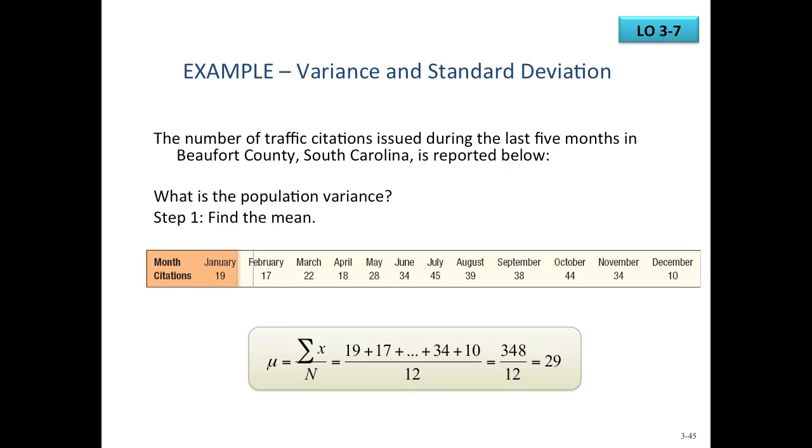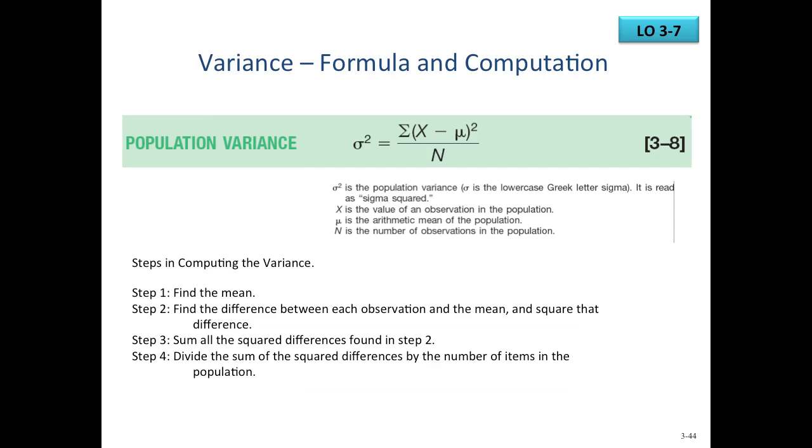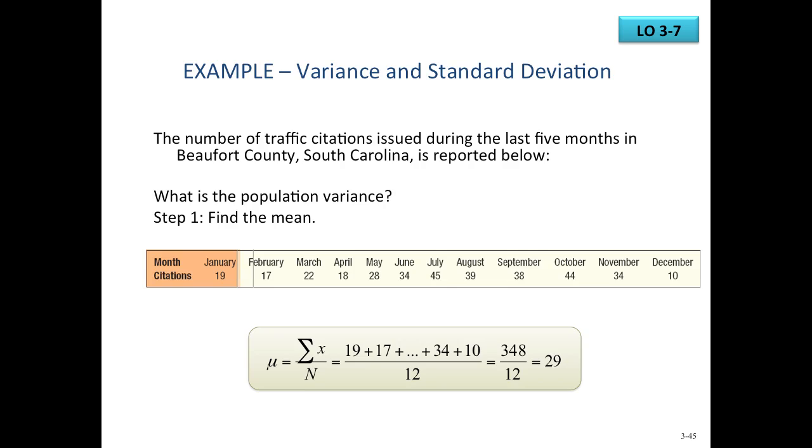And that would give you, and then you divide by the number of people in your population, or widgets, or whatever it is. And that gives you the variance.